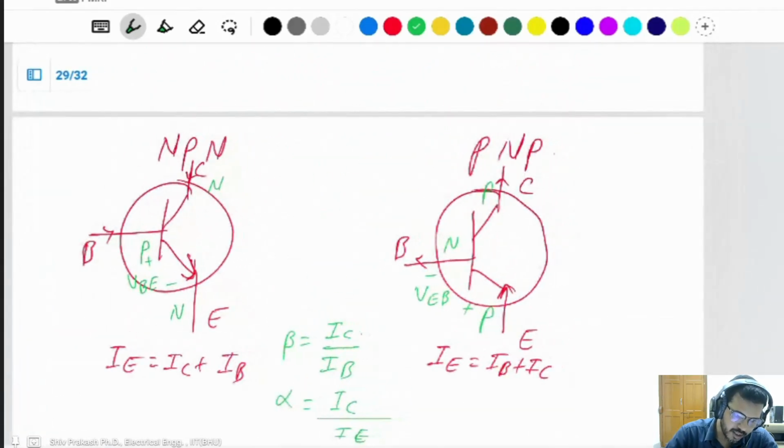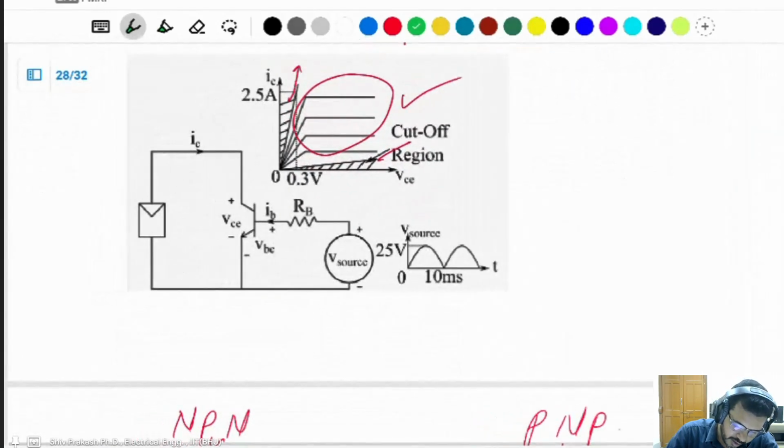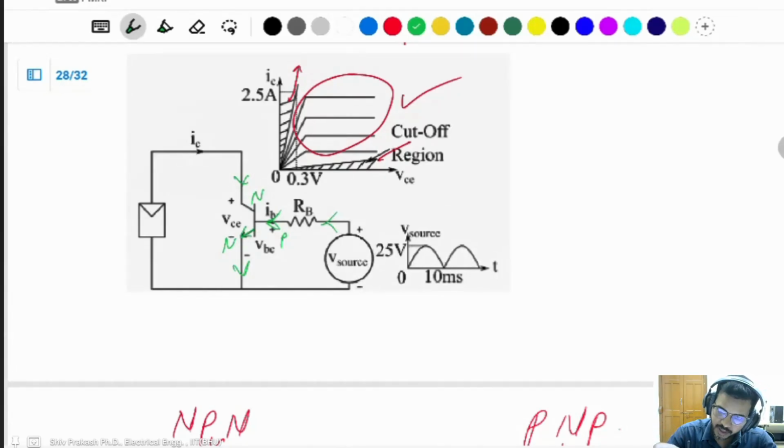Okay, simple. Here is also in the circuit. This is the IB, current flowing like that. IC is here, and this will be the NPN transistor, because the current is flowing from base and collector to the emitter. And the question is asking about what's the minimum value of RB.